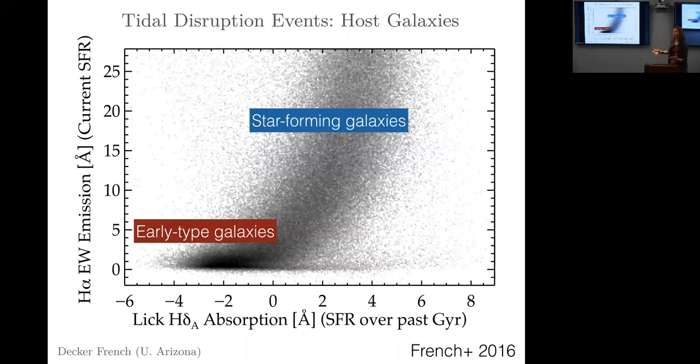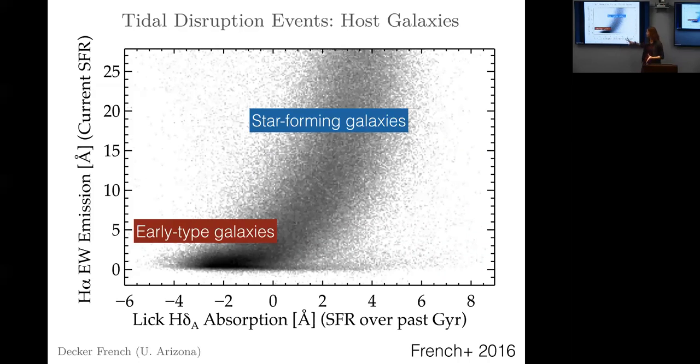This is a plot that we usually use to quantify and find post-starburst galaxies. On the y-axis, I'm showing the H alpha emission, which is indicative of current star formation. Here I'm plotting all the galaxies with spectra from Sloan. And here I'm showing the H delta absorption, which is a different duration star formation tracer. If this is tracing current star formation, this is tracing star formation over the past few years or so.